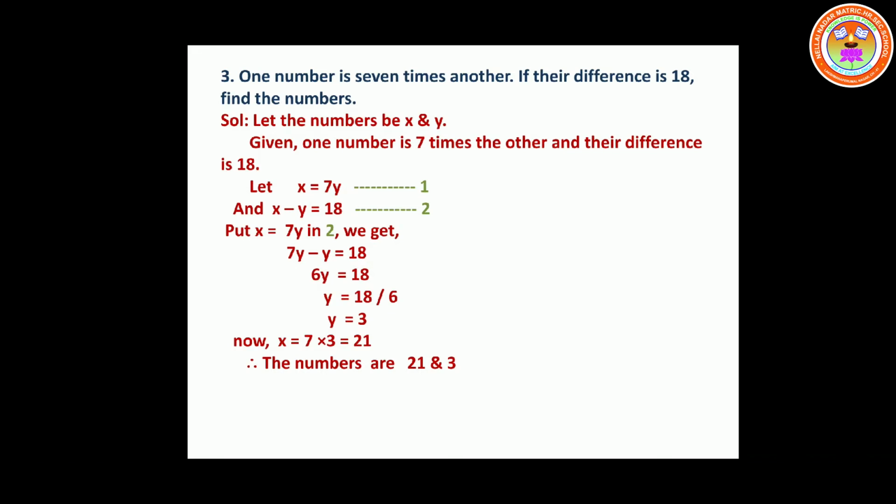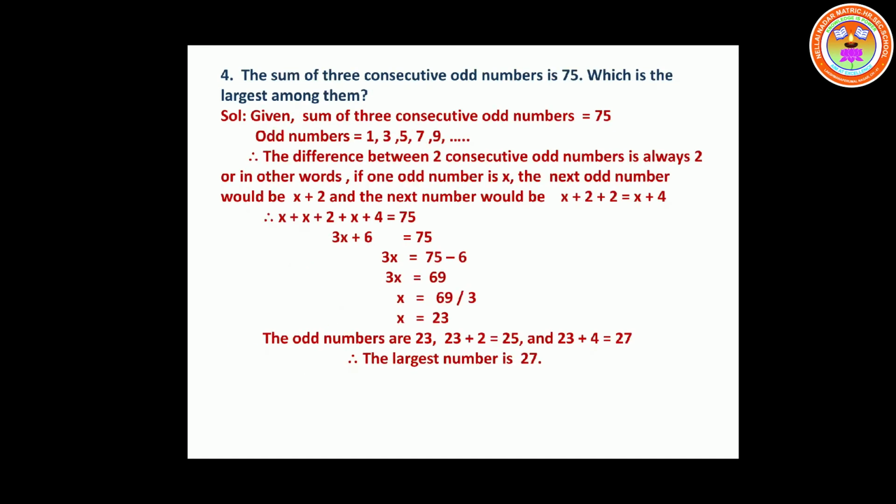So in the first equation, we have framed x is equal to 7y. In the place of y in equation 1, I am going to substitute the value of y is equal to 3. So that becomes x is equal to 7 into 3. So 7 into 3 is 21. So therefore what are the numbers? x is 21 and y is 3. Therefore the numbers are 21 and 3. Understood, children? Yes. Next sum.